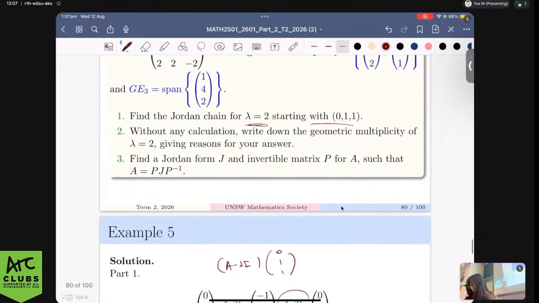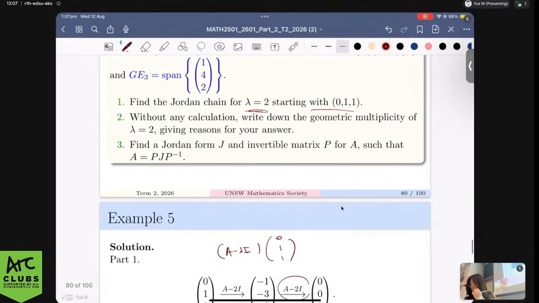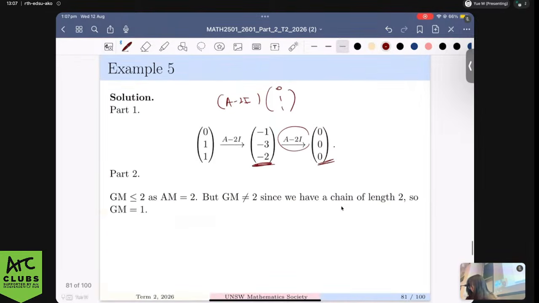And then for part 2, without any calculation, we want to write down the GM of lambda equal to 2 and give reasons for our answer. Okay, so we know that our GM has to be less than or equal to 2 because AM is equal to 2. But we know that GM cannot be equal to 2 since we have a chain of length 2. So that implies that GM has to be equal to 1.